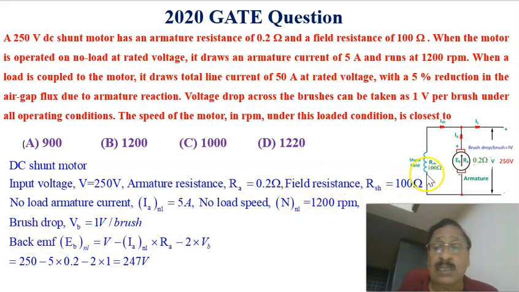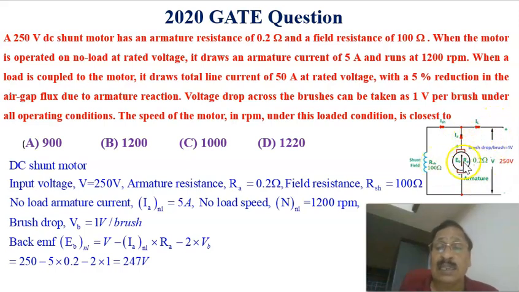The brush drop is given as 1 volt per brush. Since there are 2 brushes, 2 into 1, the total brush drop will be 2 volts. The back EMF corresponding to the no load condition is equal to the terminal voltage plus the drop across the armature resistance and the brush drop. Therefore, the back EMF is equal to the terminal voltage minus the drop.